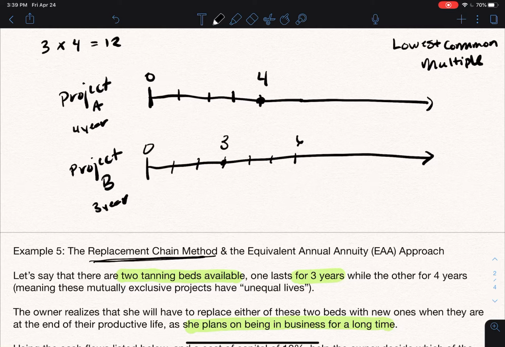But what I know is that in year 12, we're going to be replacing both of these at the same time, but I'll show you. This one's replaced every 4 years, so 5, 6, 7, 8, and then it's replaced every 4 years, so 9, 10, 11, 12. Well, if we look at project B, it's replaced every 3 years. So if I keep going, 7, 8, 9, 10, 11, 12.